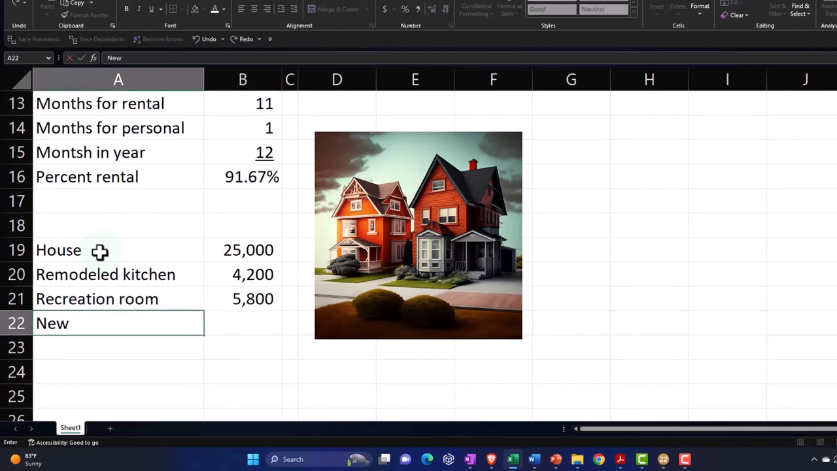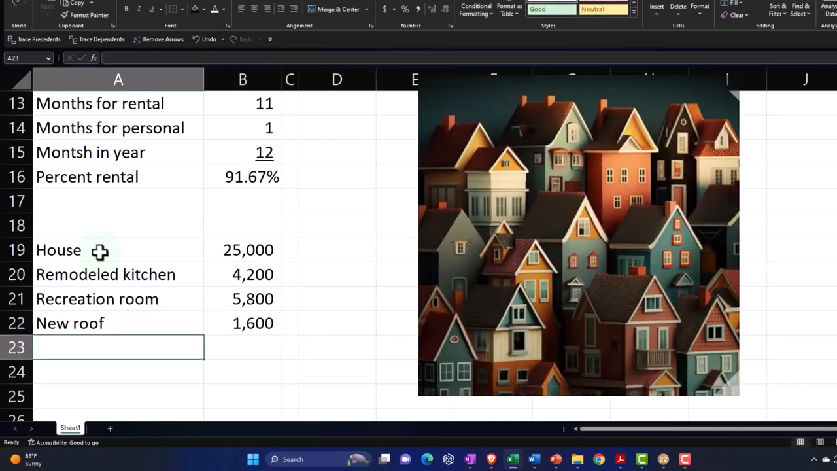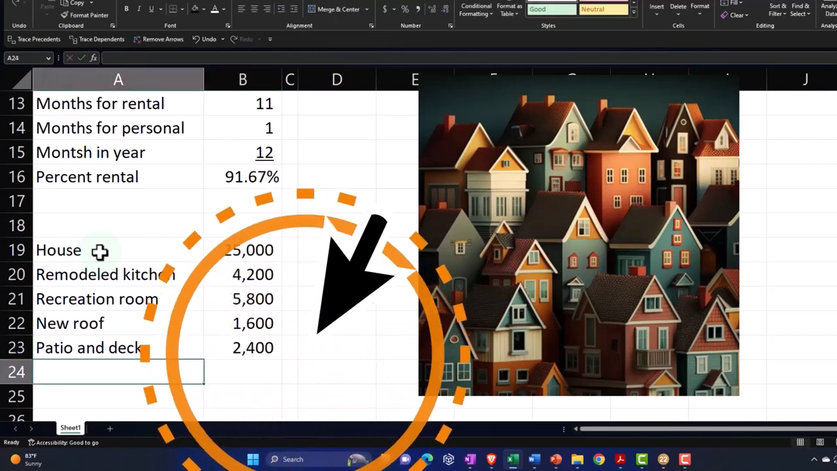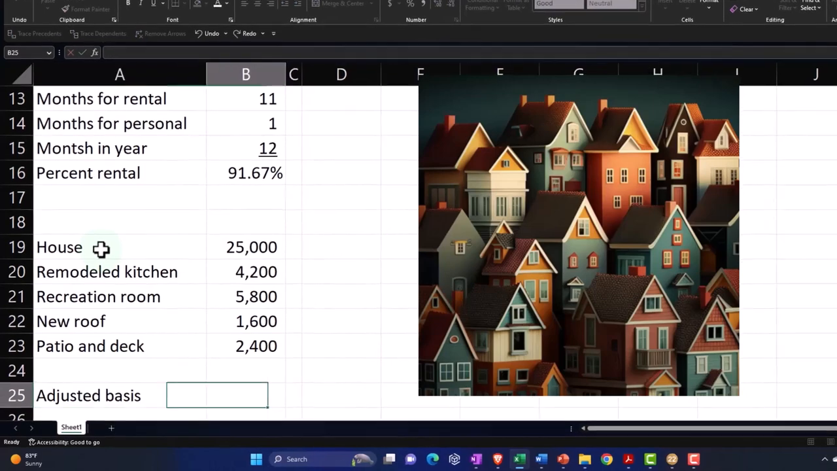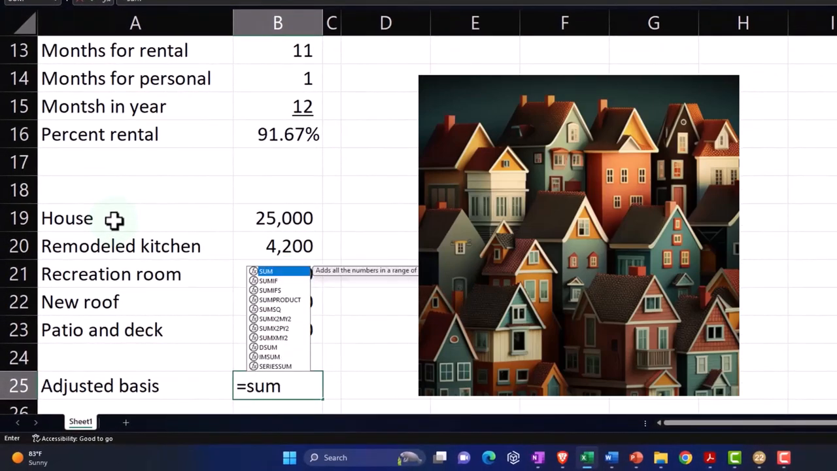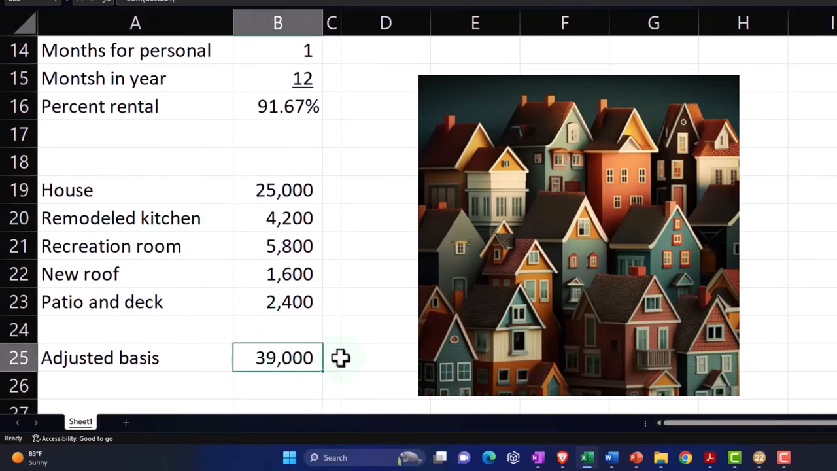Good times in that room. New roof improvement, 1.6, and patio and deck, we're going to say $2,400. And so that's where we're getting our adjusted basis in the building, because we broke out building versus the land. The depreciable component is the $39,000.